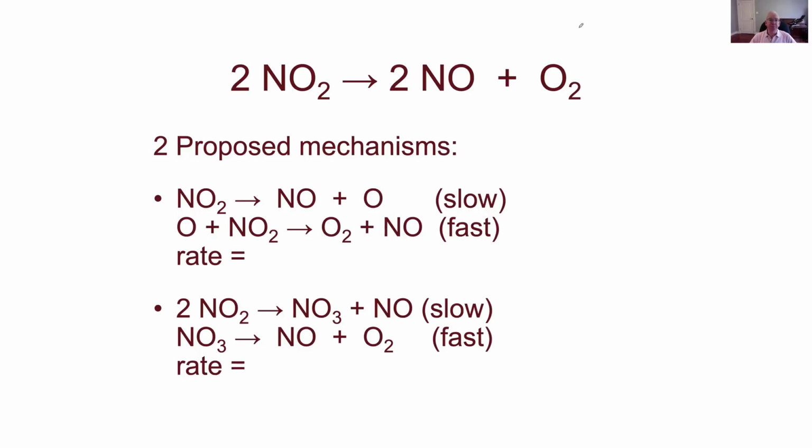In the top mechanism, I have an oxygen atom that is produced in the first step and then used up in the second. That's what we call an intermediate, right? Something that's not a reactant or a product, but it's in the mixture somewhere along the way. In the bottom mechanism, I also have an intermediate, but a different one: NO3. Okay, so let's look at what the rate laws would be for either of these two mechanisms.